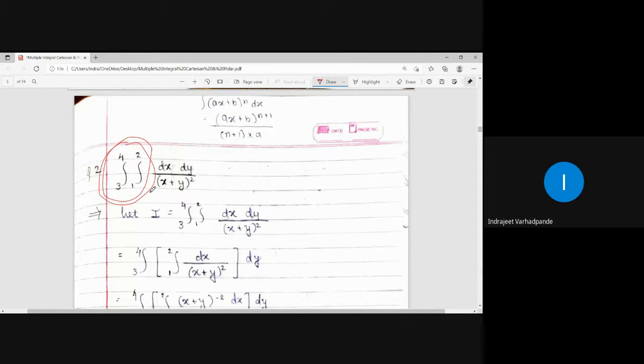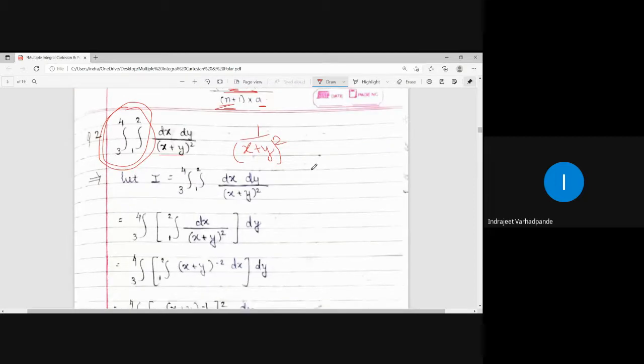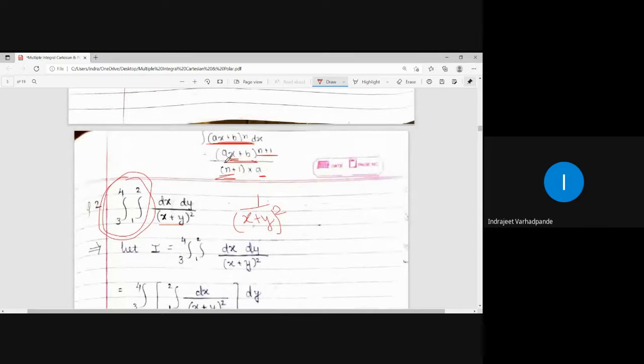So the integrand looks like dx dy upon x plus y whole square, means our function of x y is 1 upon x plus y whole square. Integration of ax plus b to the power n dx is given by ax plus b to the power n plus 1 upon n plus 1 multiplied by a, where a is coefficient of x. So how is it to be integrated? Appropriately taking the power to the numerator and then integrating.